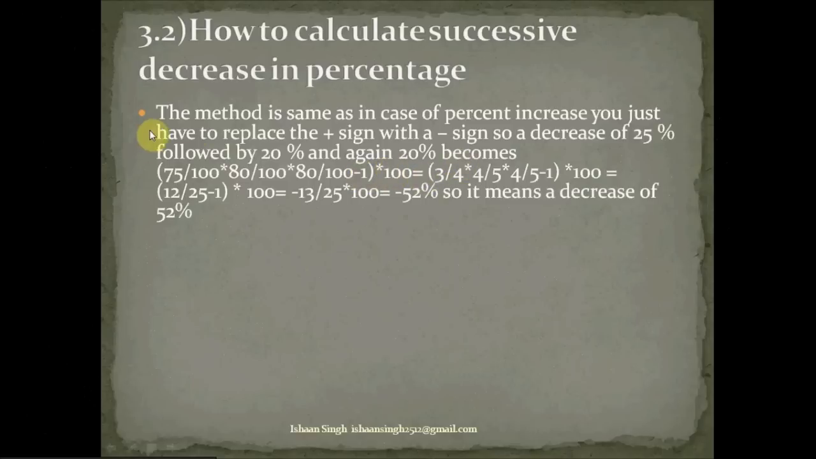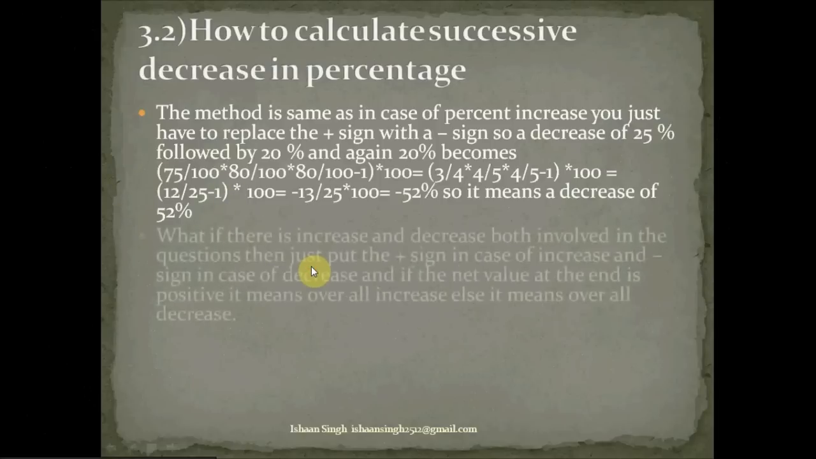This becomes equal to, cutting by 25, 3 by 4, cutting by 20, into 4 by 5, cutting by 20, into 4 by 5, minus 1, into 100. Solve this, you will get 12 by 25 minus 1, into 100, which is equal to minus 13 by 25 into 100. Cut this: 25 ones are 25, 25 fours are 100, so 4 into 13 gives minus 52%. The minus indicates percentage decrease, so it is decreased by 52%.